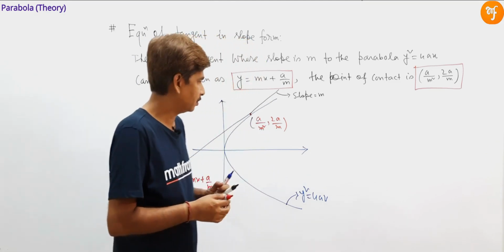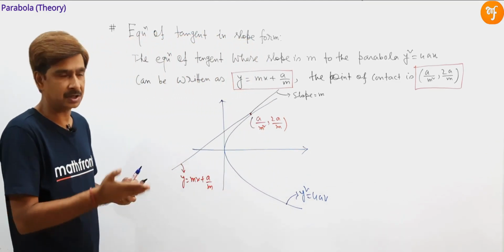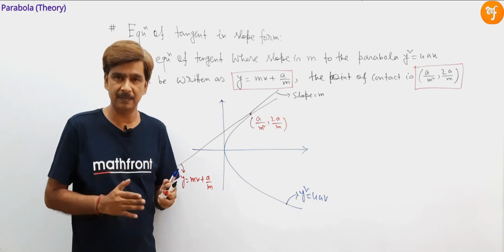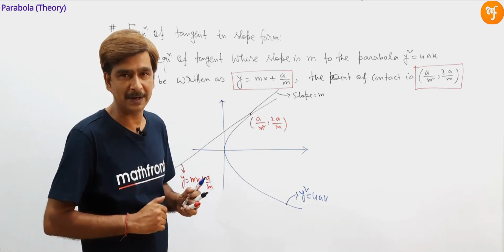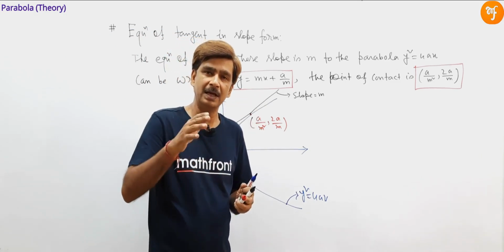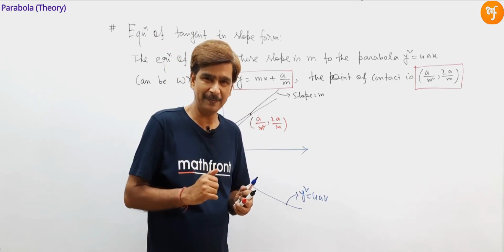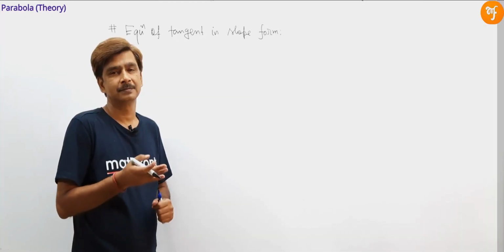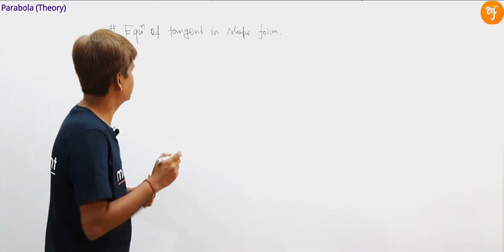Okay, now we are going to prove, that is how the equation of the tangent in slope form becomes y is equal to mx plus a by m, and how the coordinate of the point of contact becomes a by m square comma 2a by m. Okay, so please look. So let's prove.